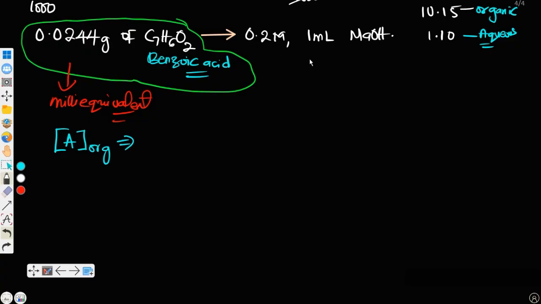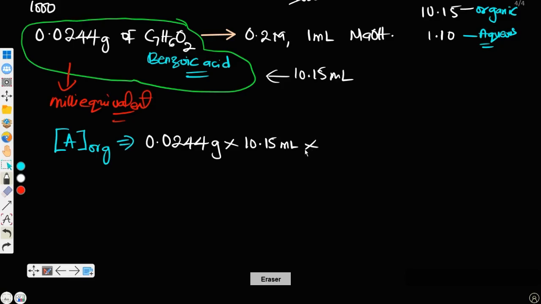That is what we are supposed to do. So if 0.0244 reacts with 1 ml, 10.15 ml, centimeter cube is still same as ml, supposed to react with what? X. So when you cross multiply, at the end of the day, it is supposed to give us multiplication. So this is supposed to give us the concentration in the organic phase: 0.0244 gram times 10.15 ml times the factor. The factor is 1. Are you getting it? But you don't need to put those ones because that is not what you are interested in.